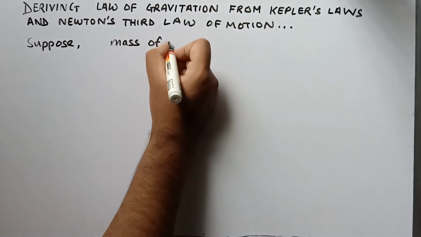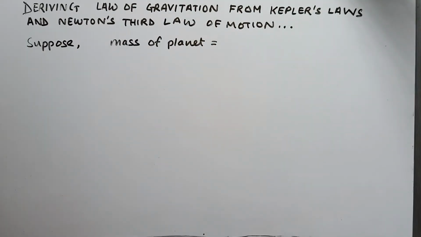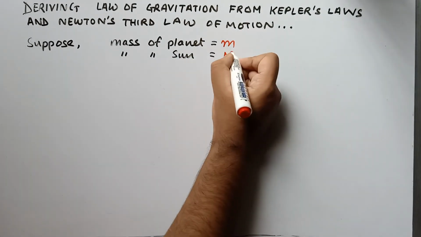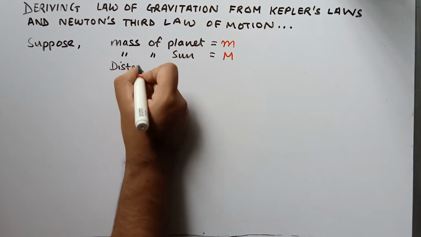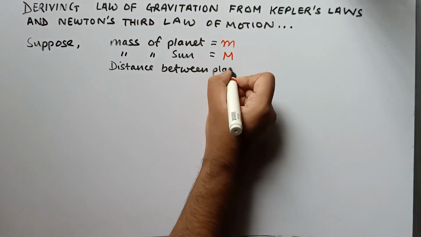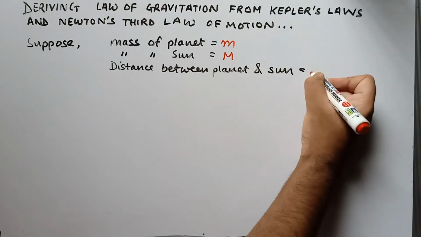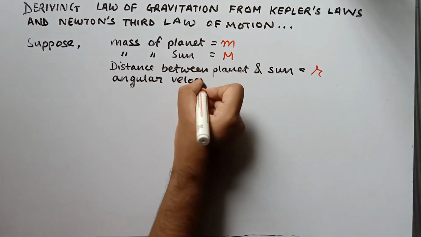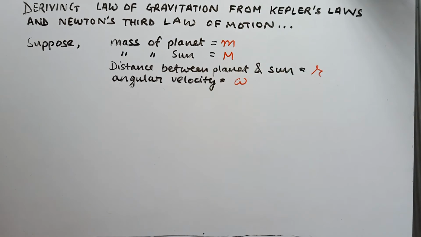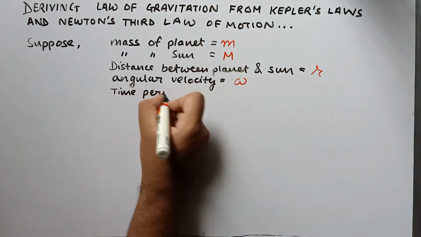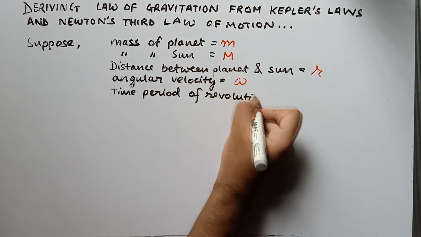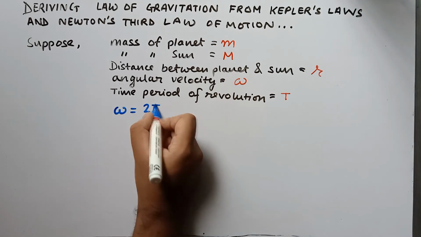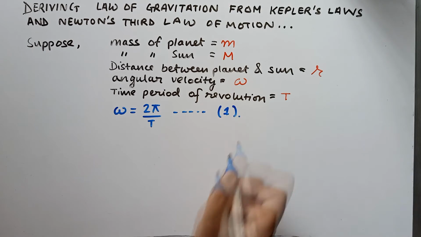Let's assume the mass of a planet to be small m and the mass of the sun is capital M. The distance between the planet and the sun is r, and the angular velocity is represented by omega. Time period of revolution is T. Now omega is equal to 2 pi by T. This is our first equation.